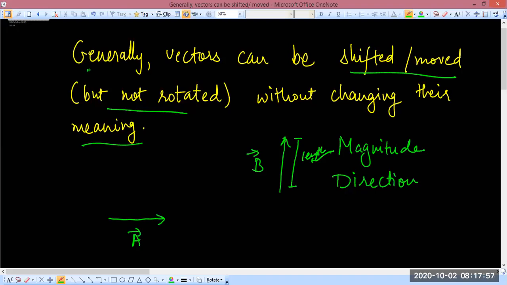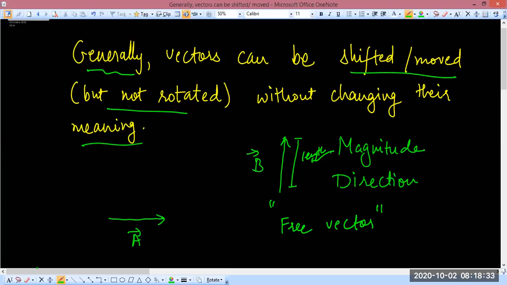Generally this is the case. There are some cases where doing this is not allowed, but when will that come? That will come later. I think after 4 or 5 chapters we'll have to worry about it. Right now we don't have to worry about this. So such vectors are called free vectors. What is the meaning of a free vector? You can move it anywhere, it's free to go, and it will not change anything.